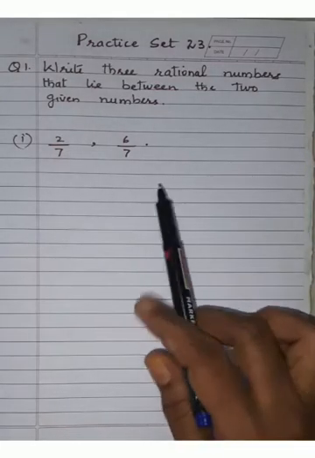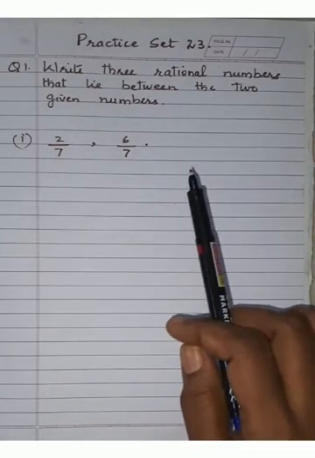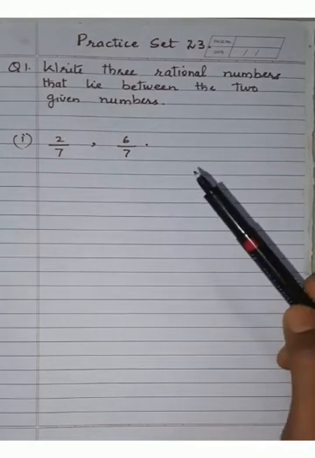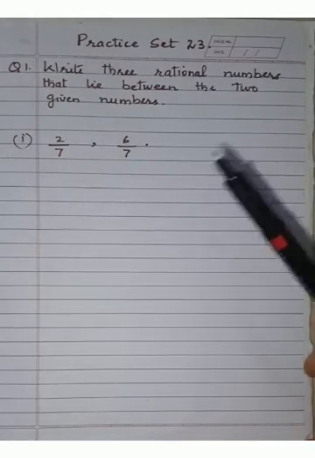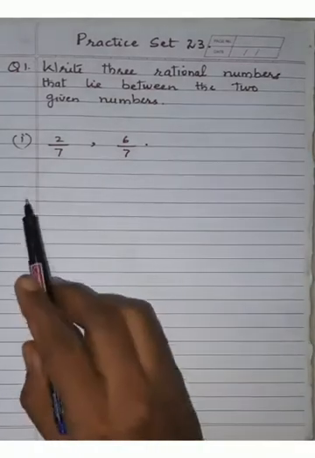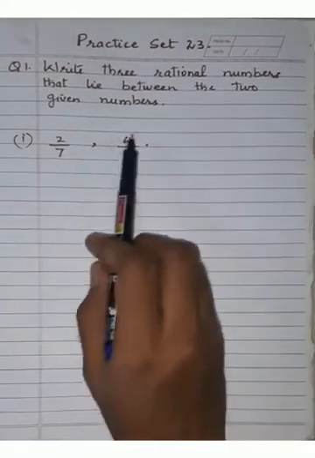I hope you all have completed practice 22. In this practice 23, children, we are going to learn how to find the rational numbers that lie between two given numbers. Here the two given numbers may have the same denominators or different denominators. Okay, so now our first sub question is 2 upon 7 and 6 upon 7.